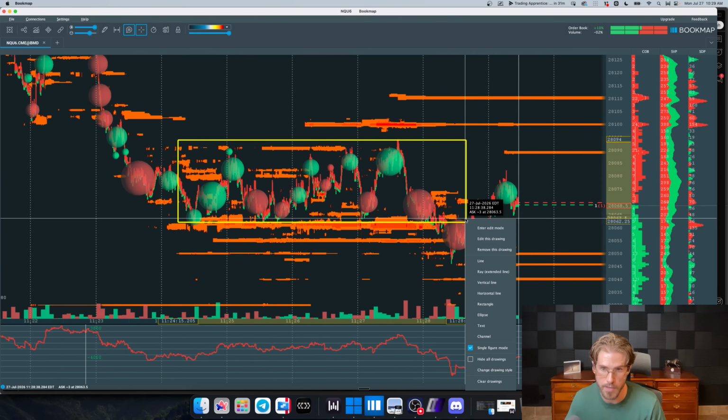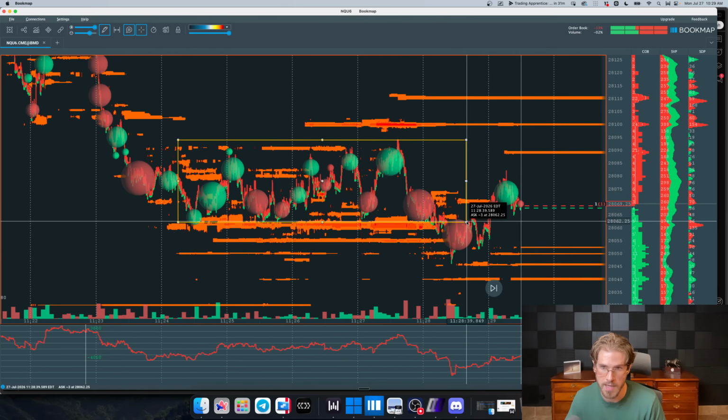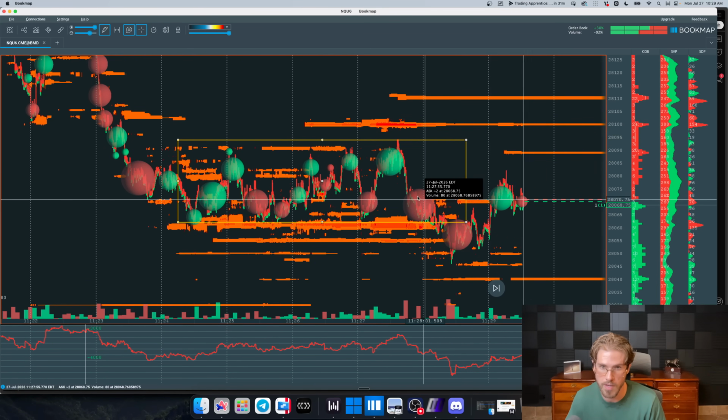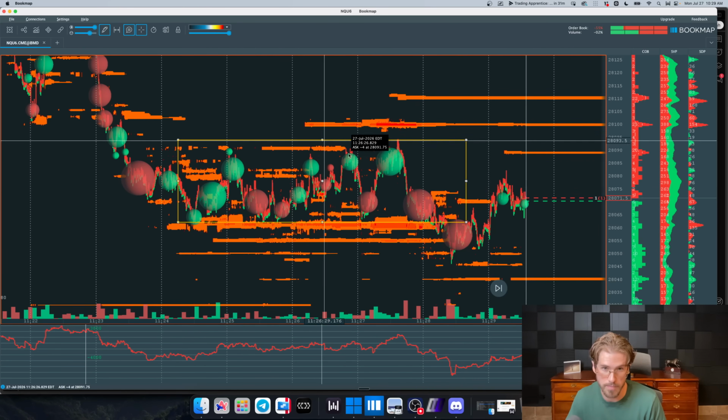Now, in this scenario, what I would do personally, and some people disagree with this, because this could just be a retracement to an area to trade down lower to the point of control of this range.